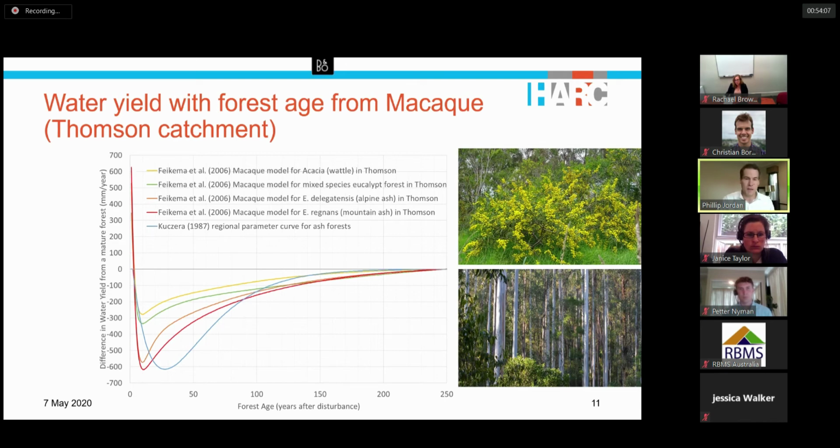However, for mixed species eucalypt forests, they found that the peak reduction in yield was smaller and the recovery was a bit faster. And again, the same for silver wattle or for acacia. And the significance of that is that it depends where the bushfire occurs, and the water yield can also be affected by what species might come back in place of a severely damaged forested ecosystem.